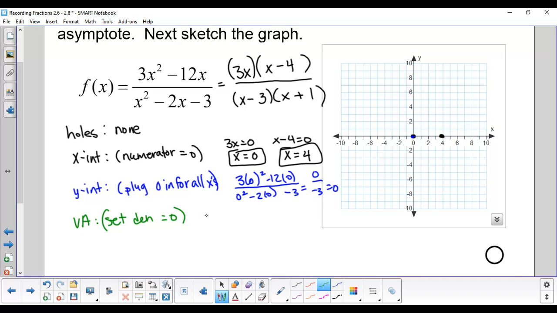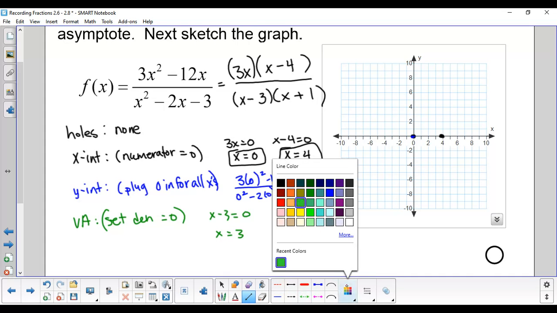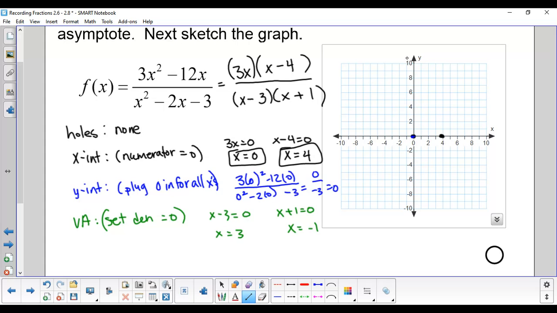So when I do that here, I would have x minus 3 equals 0 and x plus 1 equals 0. So x equals +3 and x equals -1. I'll go ahead and graph those vertical asymptotes right now as well, again just building my function as we go. So I have a vertical asymptote at -1, and I have a vertical asymptote at +3. So far, everything that I have graphed seems to be aligning with what we've learned so far.